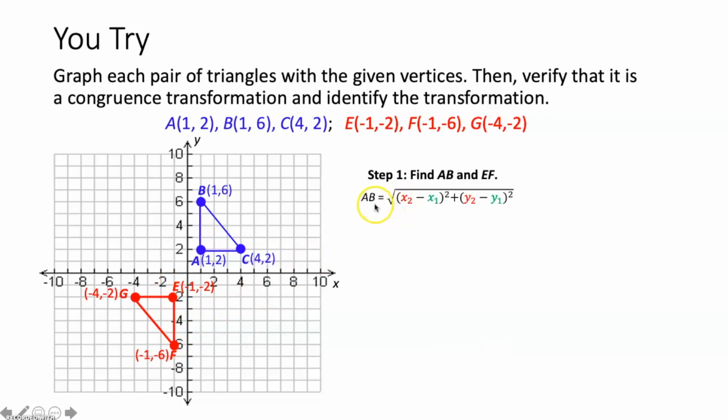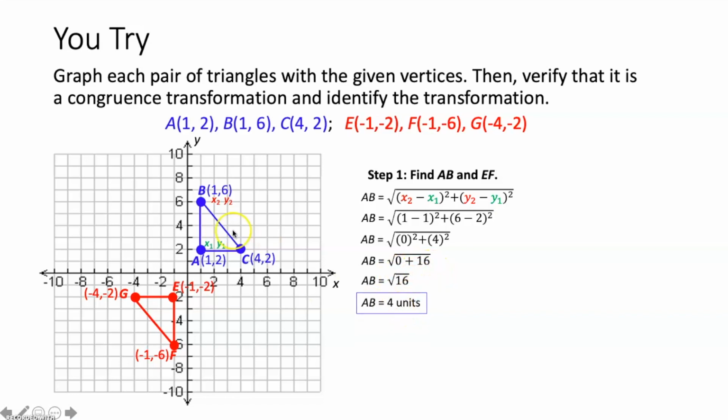So what is the measure of segment AB? We need the distance formula. So using the distance formula, I pick one of these points to be x sub 1, y sub 1, the other one to be x sub 2, y sub 2. I then plug in their coordinates to their corresponding spot in the distance formula and simplify. 1 minus 1 gives you 0. 6 minus 2 gives you 4. 0 squared is 0. 4 squared is 16. 0 plus 16, that's just 16. And the square root of 16 is 4. Therefore, the measure of segment AB is 4 units. Again, it's a vertical line, so you could have just counted 1, 2, 3, 4.